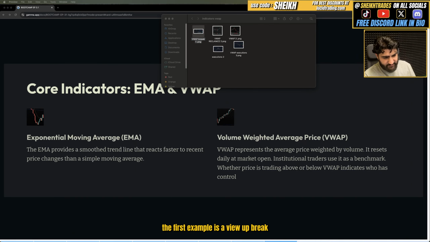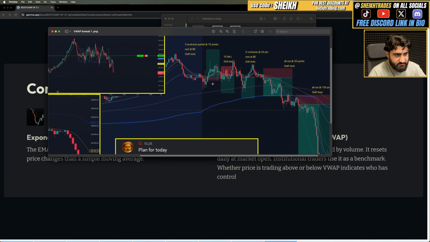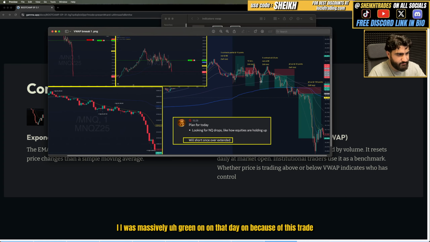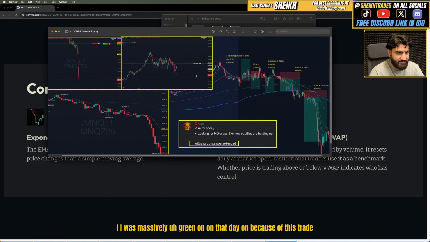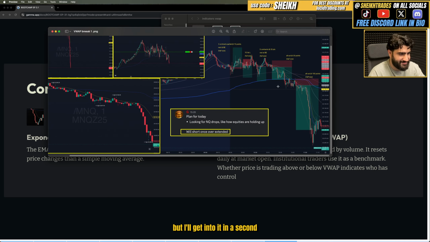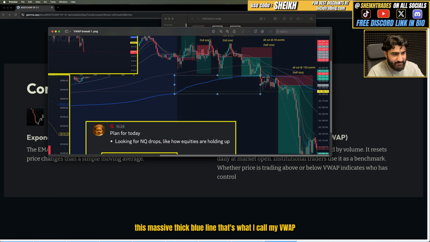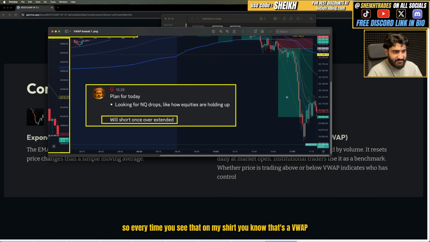The first example is a VWAP break. Ignore all these trades. Nice day. I remember I was massively green on that day because of this trade, but I'll get into it in a second. This massive thick blue line, that's what I call my VWAP. It's always a thick blue line for me. So every time you see that on my chart, you know that's VWAP.